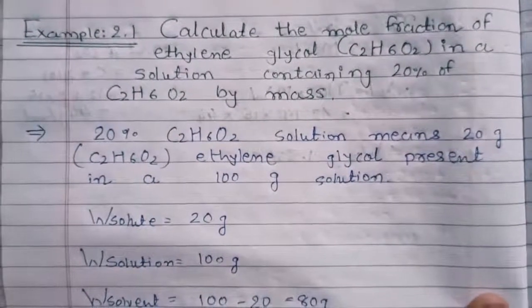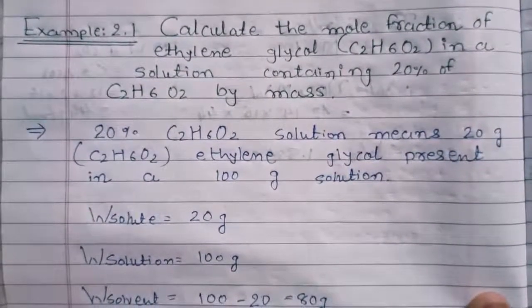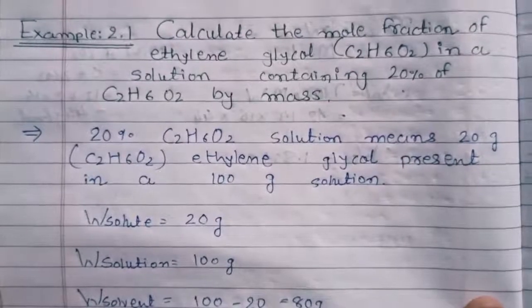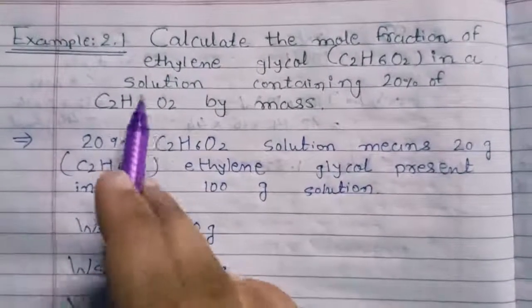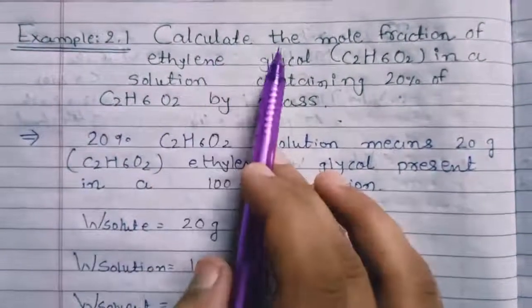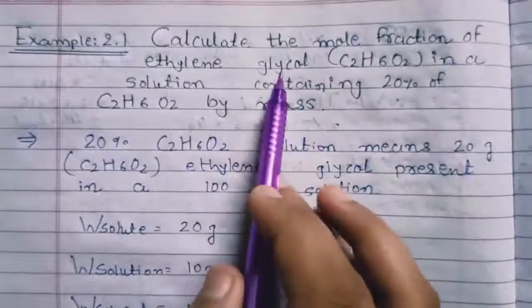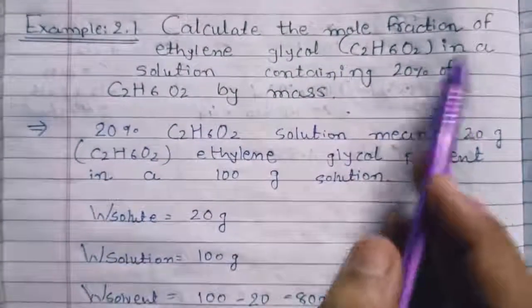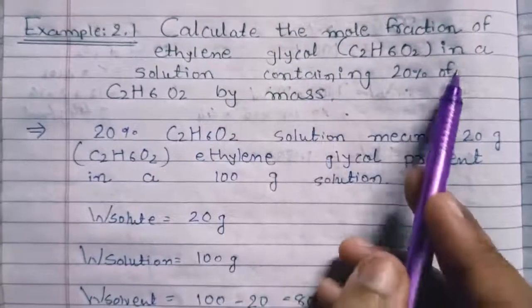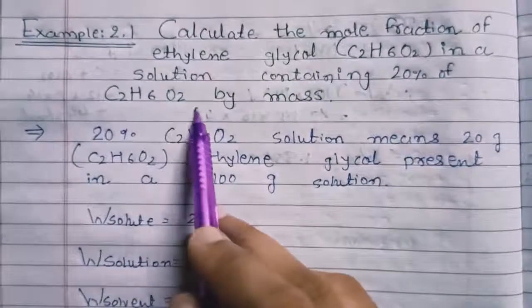Today we are going to discuss solved examples of chapter 2, from 2.1 to 2.5. Let's start with example 2.1. Calculate the mole fraction of ethylene glycol, having molecular formula C2H6O2, in a solution containing 20% of C2H6O2 by mass.